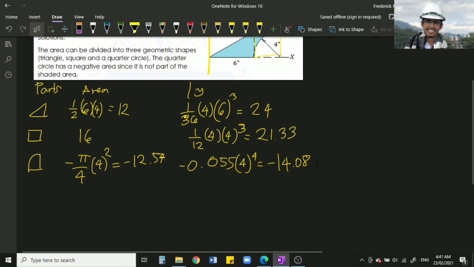Okay. So kunin natin yung summation niya. So yung summation ng Iy natin, so pagsamahin na lang natin tong tatlo. So that will be 31.25.